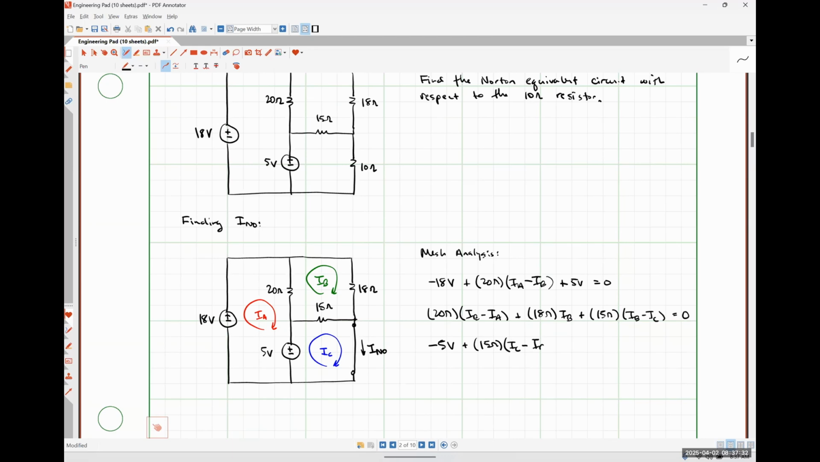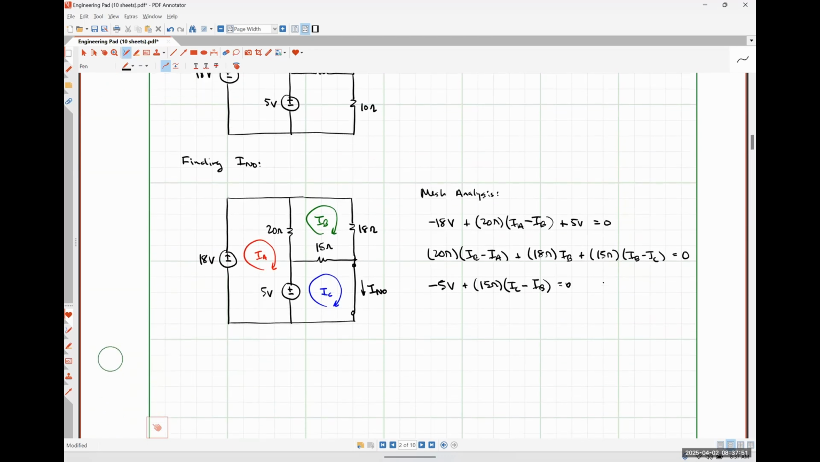IC minus IB. Yeah, just equals 0. Absolutely right. So because we replaced that 10 ohm resistor with a short circuit, we are done. We started and ended at the same node. And so now we just need to solve this system.